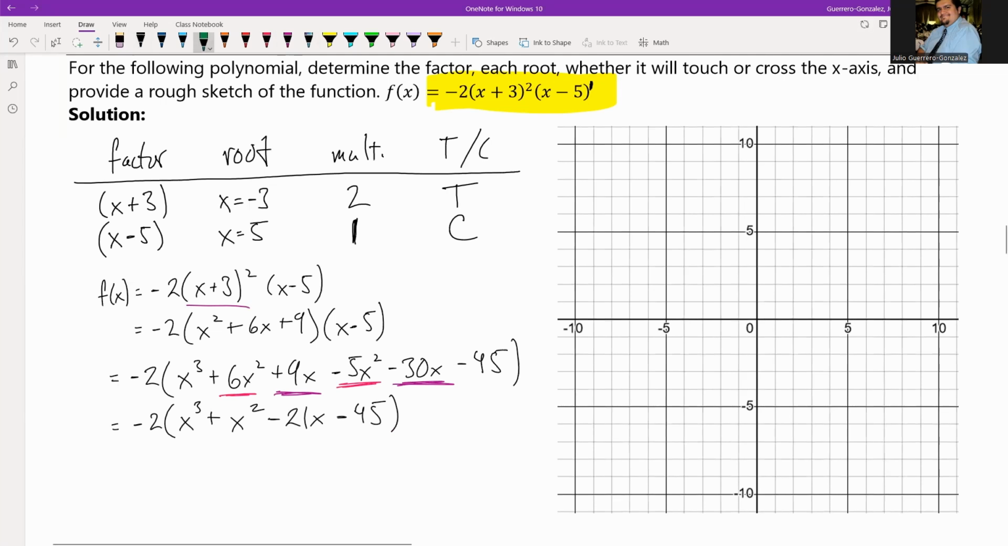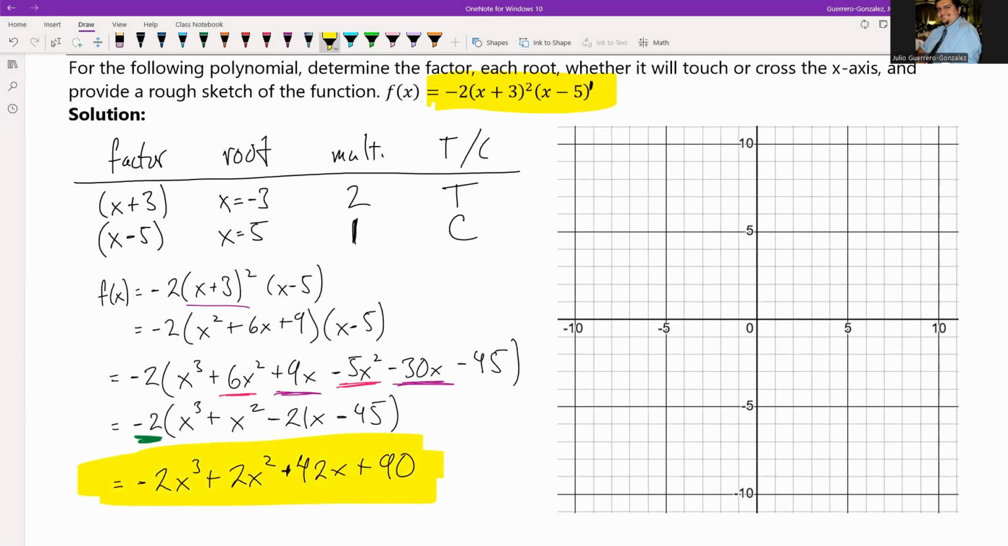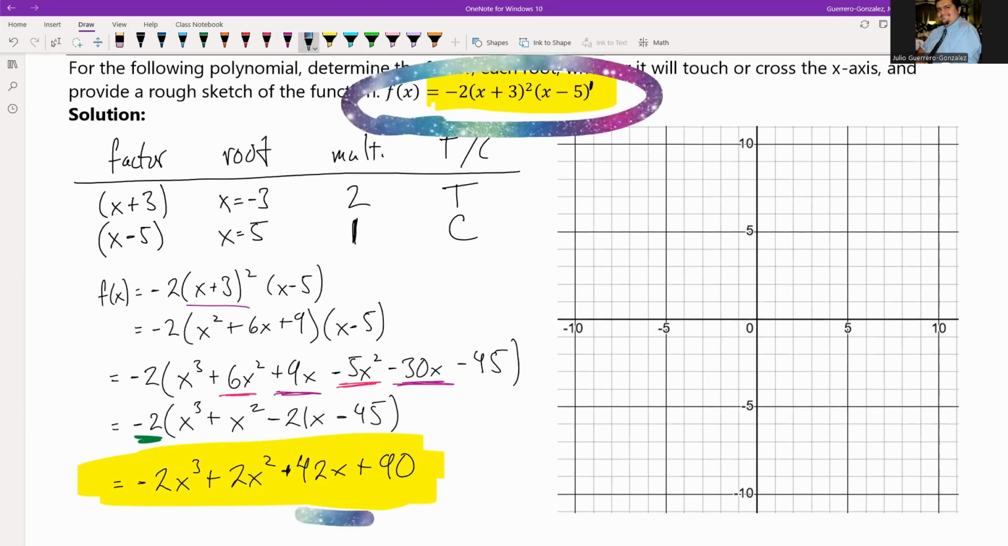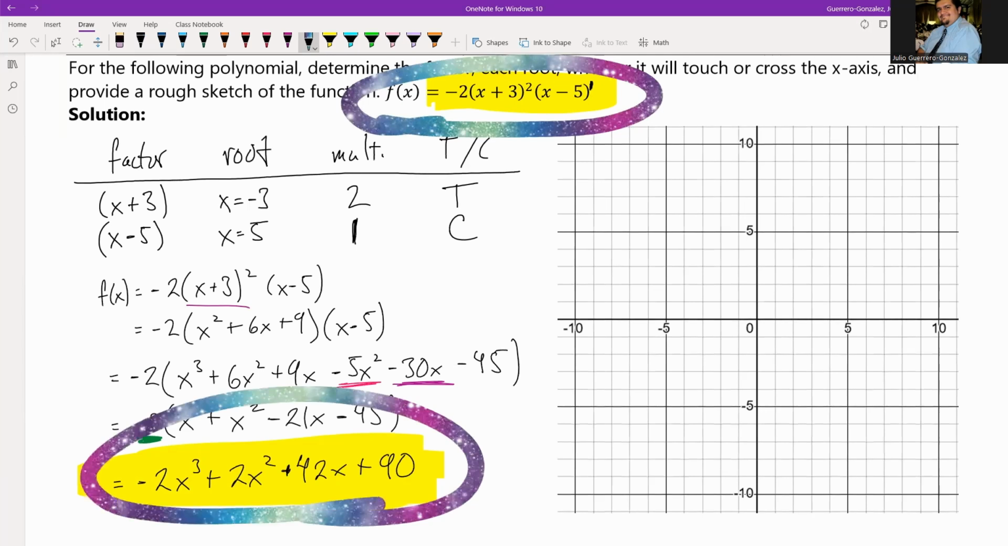One last step left. I've got this minus 2 out front that I want to distribute in. So, minus 2x cubed, plus 2x squared, plus 42x, sorry, plus 90. So, these two equations, it's my final answer here, right? Okay, these two equations right here, this one and this one, are entirely the same thing.